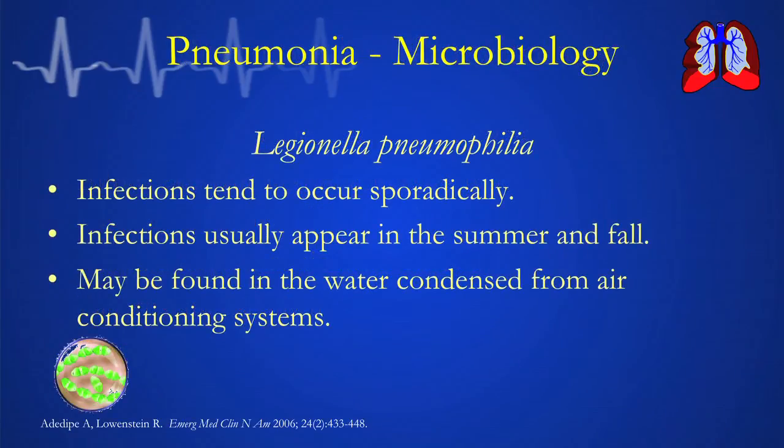Legionella. These infections tend to occur sporadically. You usually see them in the summer and the fall when we start to turn on the air conditioning, so we're headed into a Legionella season. It may be found in the water condensed from air conditioning systems. So as we head into this, when you admit your patients for pneumonia, it's not uncommon for the attending to ask you to do that Legionella antigen off of the urine.